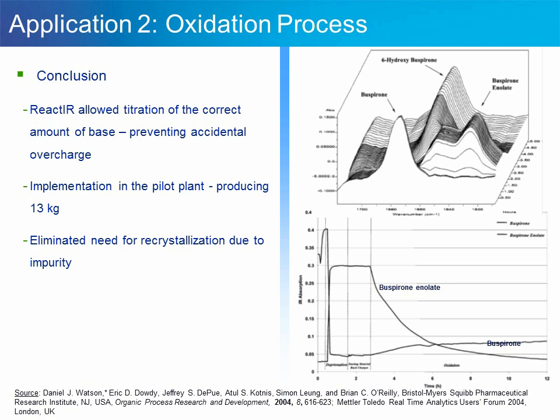Conclusions. The reactor allowed titration of the correct amount of base, which prevented accidental overcharge. It was implemented in the pilot plant, producing 13 kilograms. The need for recrystallization due to impurity was eliminated.